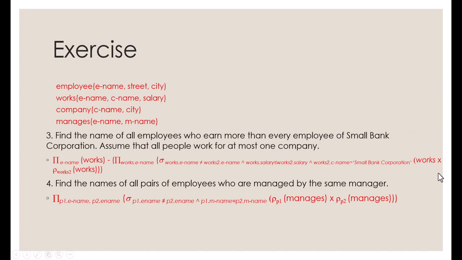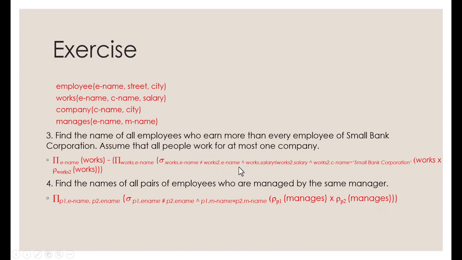So we are taking a Cartesian product of works. And because we are taking a Cartesian product between works and works, we want to distinguish these two tables. So we're going to rename the second one to be called works2. So we're taking a Cartesian product of works and then works2. Okay, so here we are kind of comparing two different employees. Okay, we don't want the names to equal each other, meaning we don't want to compare the same person, right? So the ename from works and works2 are going to be different, not equal to.